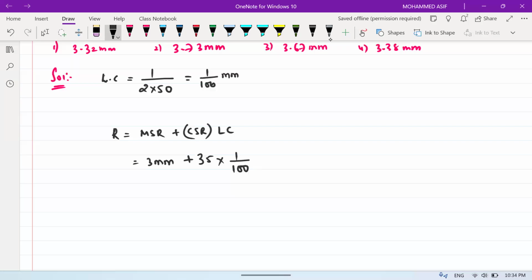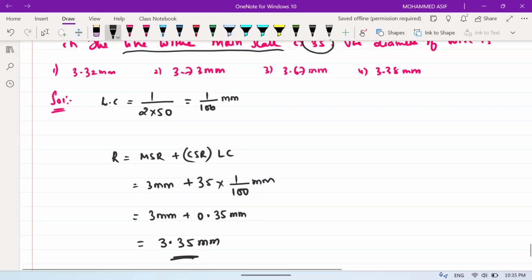Am I clear? So it is 3 mm plus 35 into 1 by 100. So this will be equal to 3 mm plus 0.35 mm. Okay. So this will be equal to how much? 3.35 mm.